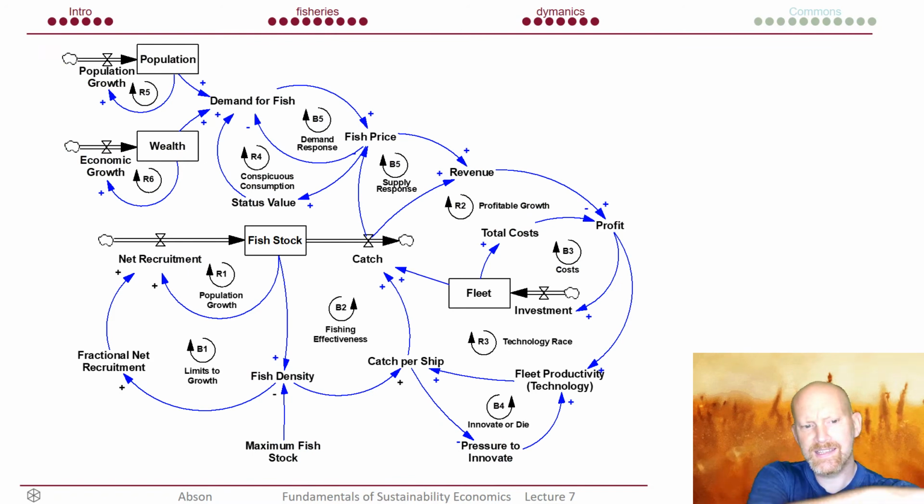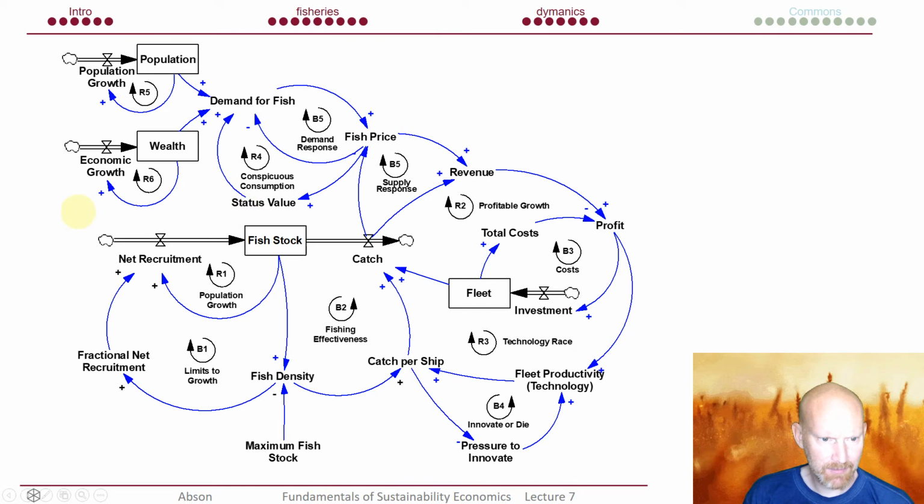I won't go through this in detail, but this is essentially the system dynamic model, the causal loop model, which is used in the Fishbanks game. Actually, mainly only this bit is modeled in the game. This bit is also modeled in the game. In fact, this bit comes from you as the players.